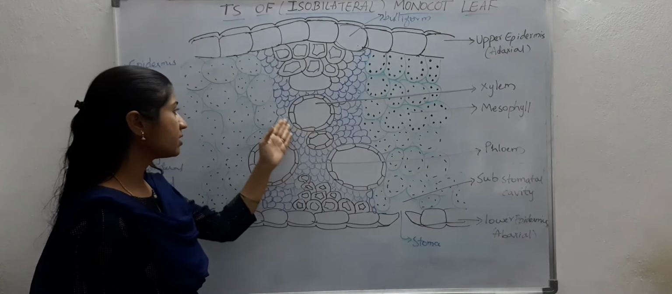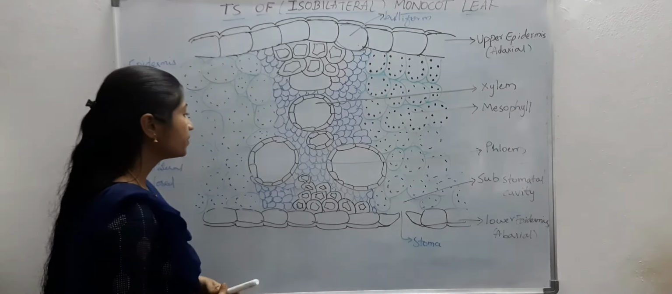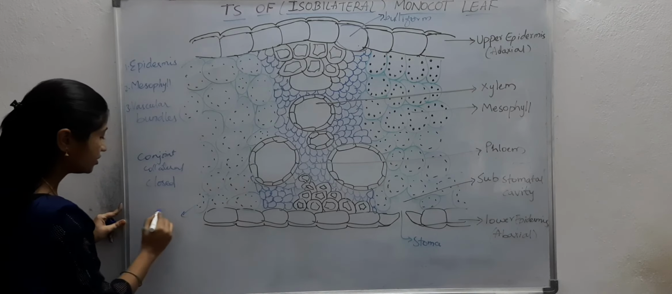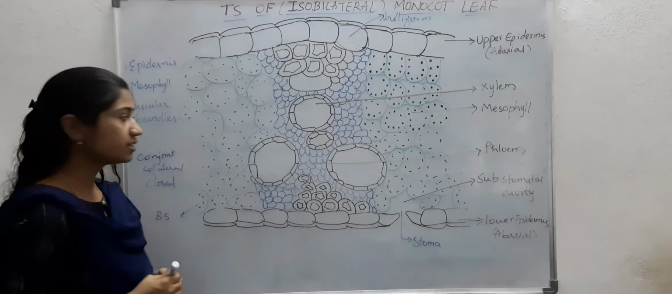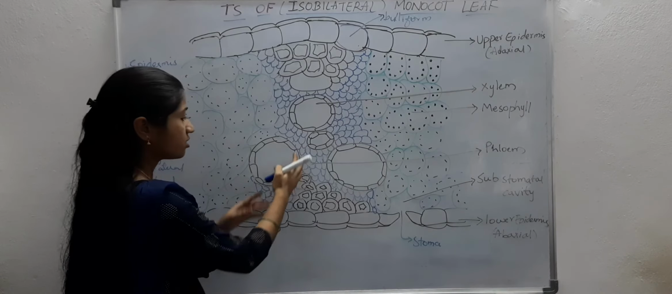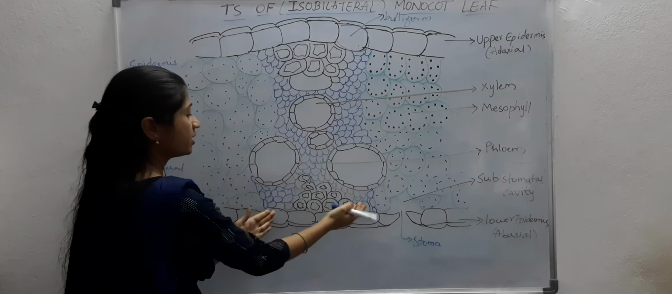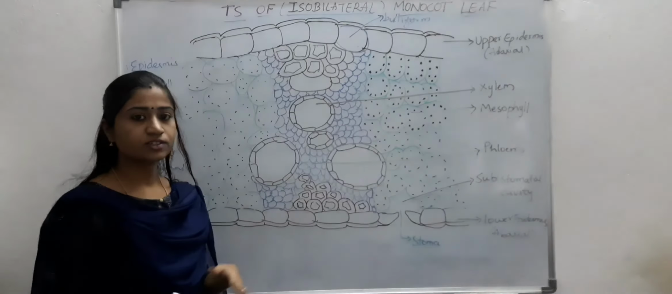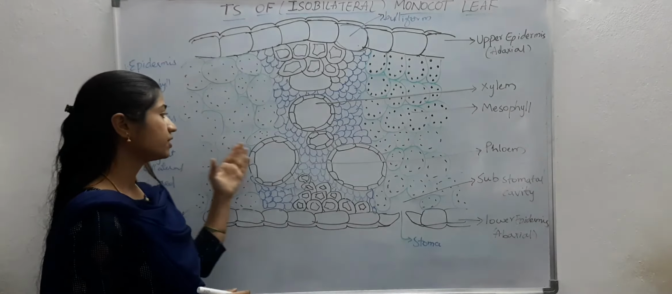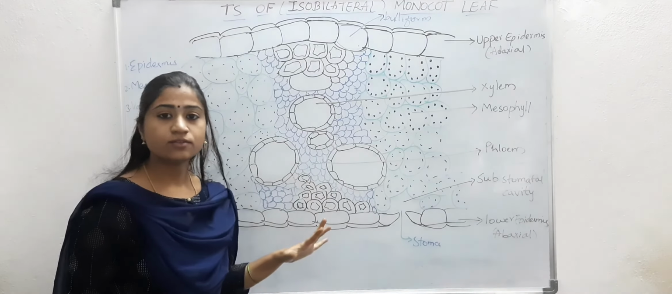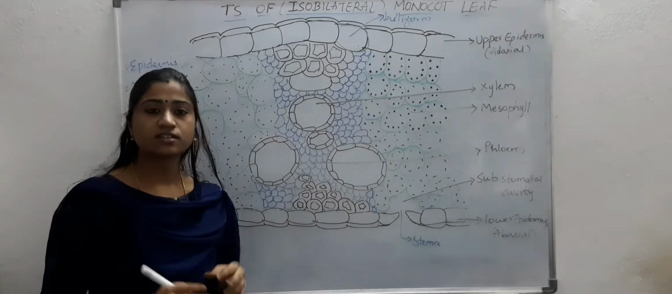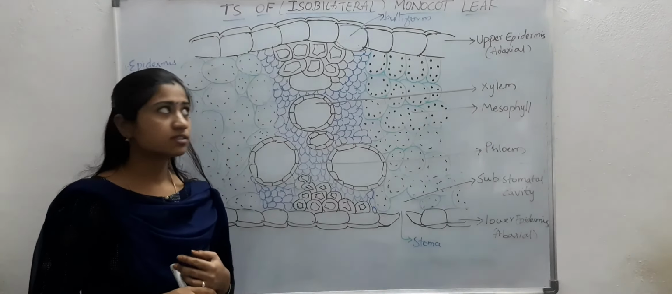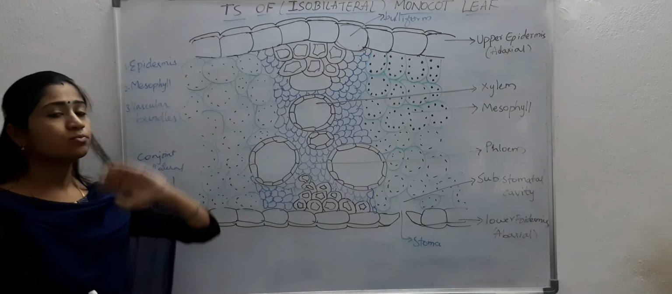The vascular bundles are surrounded by a specialized mesophyll tissue called bundle sheath. This is called bundle sheath, and these bundle sheath cells are also extended towards the upper and lower epidermis. These are called bundle sheath extensions. They help in the conduction of water and food materials from the mesophyll to vascular bundles. The main function of vascular bundles is conduction of water and food materials throughout the leaf. This is about the TS of monocot leaf.